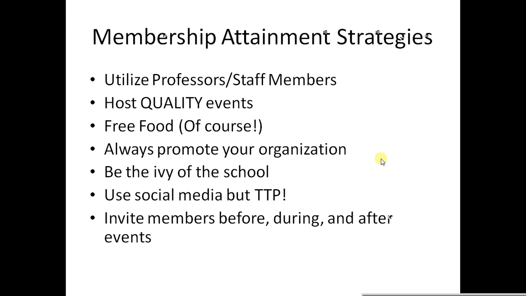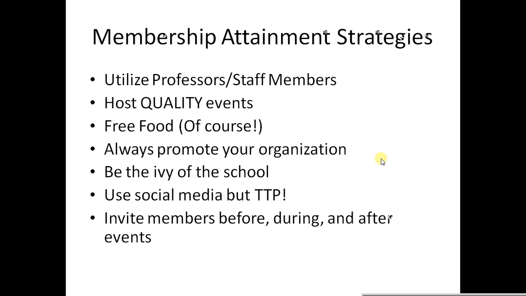Always promote your organization. So no matter where you are, you have to promote your organization. You cannot not talk about your organization. You talk about it in class, you talk about it at lunch, you talk about it in different places. Now, don't be overzealous with it. Of course not, because after a while, people will get tired of what you have to say, but you have to be an evangelist, if you will, for your organization. You have to be a constant promoter.